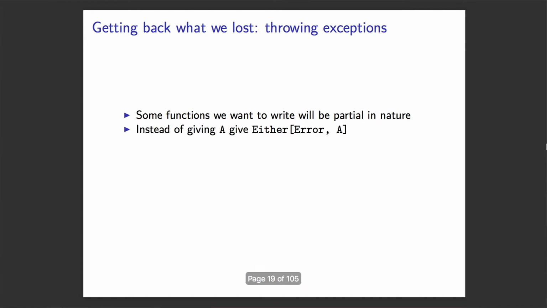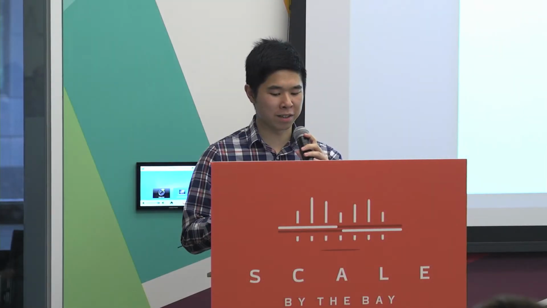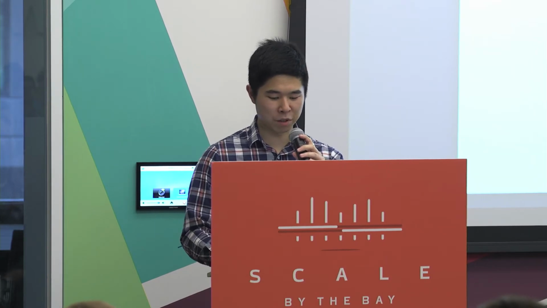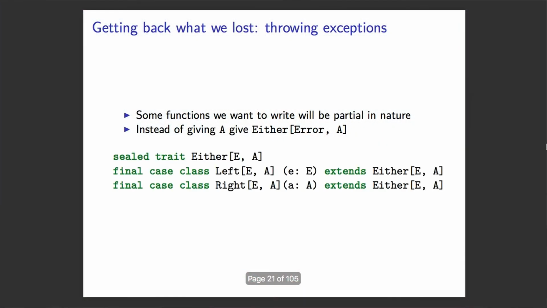So just like before, instead of giving an A, we're going to return this data type called Either. It's going to be either an error or an A. And as its name suggests, it has 2 cases. You either have a Left of some sort of error value, maybe it's a string, maybe it's your own data type, and we have a Right of the actual value that you care about.